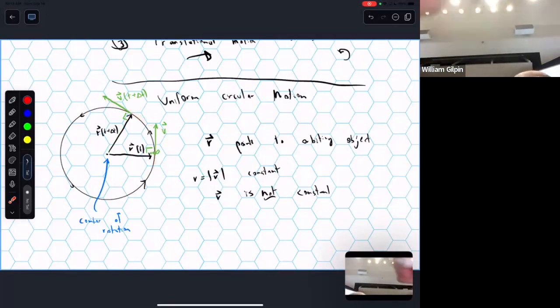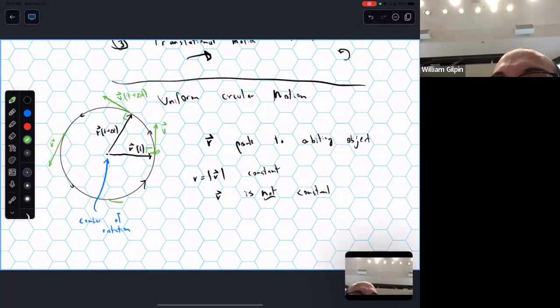So basically, no matter where I am on this circle, it's always going to be the case that my velocity vector at that point in the orbit always points just orthogonal. So I'm just going to draw a couple of examples so you can see what I mean.